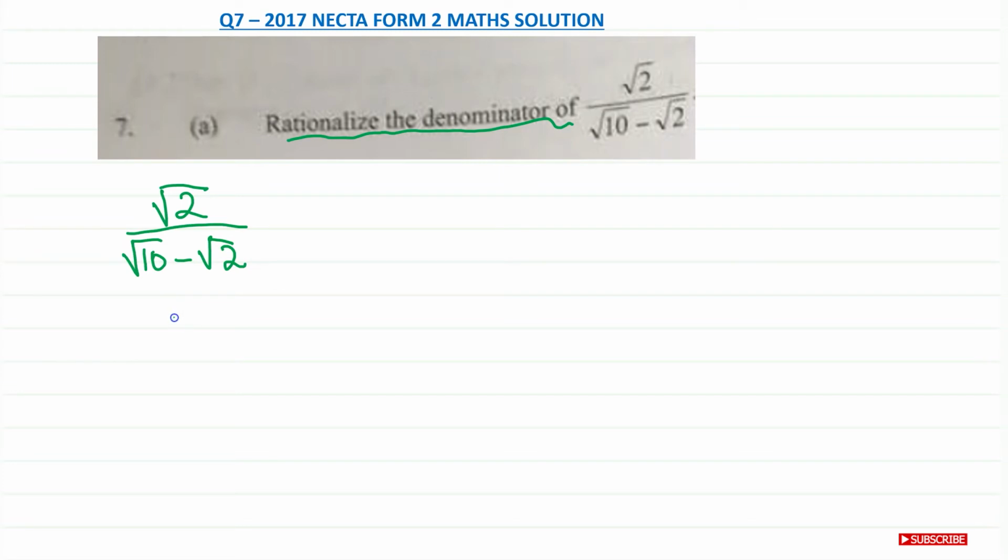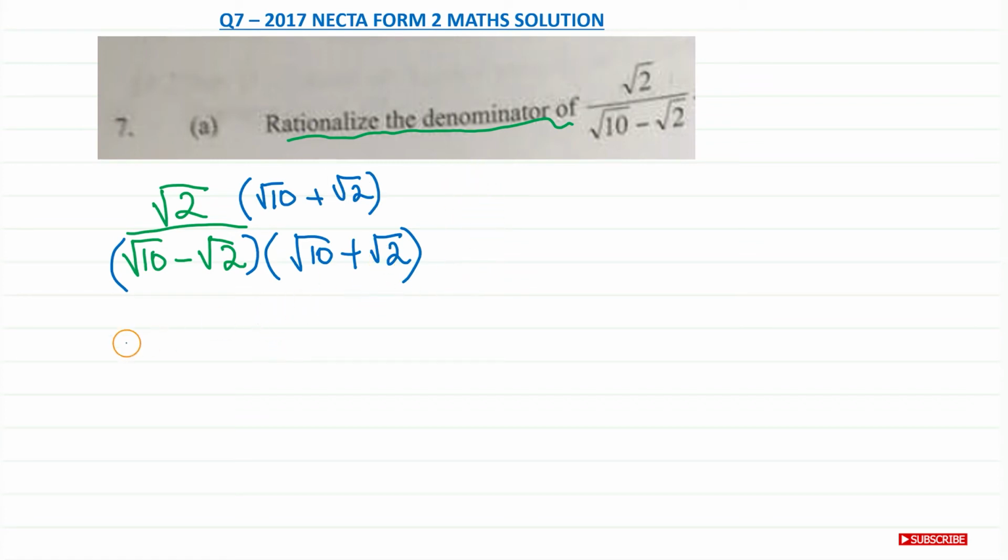And how do we do this? Well, because we have two numbers here, we need to use the difference of two squares. So what does that mean? Well, we need to multiply by square root of 10, but instead of having the negative, we're going to have the plus √2. Now we need to balance this, because whatever we do on the denominator, we have to do the same on the numerator. So we have square root of 10 plus square root of 2. Now it is balanced.